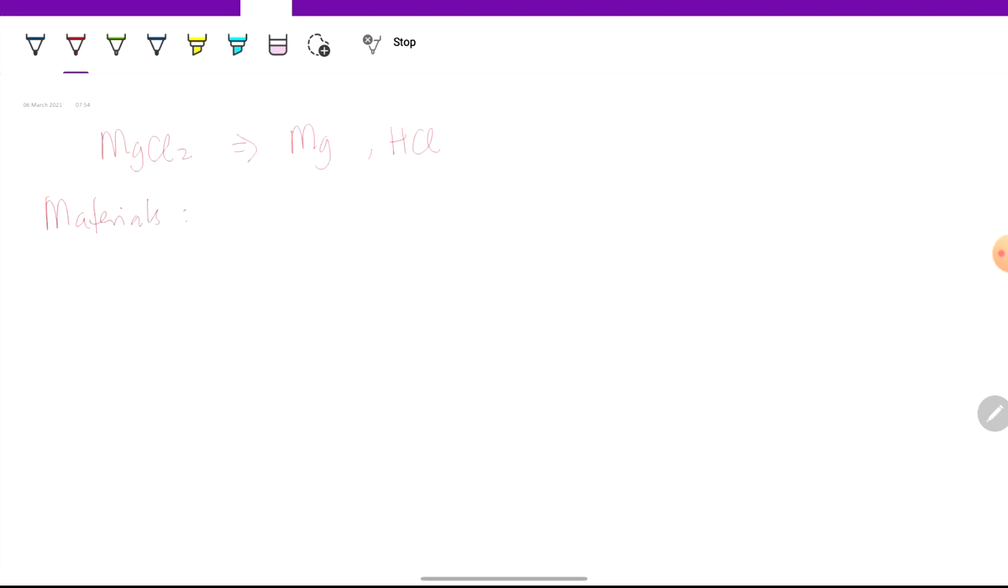So let's say hydrochloric acid. So we use 1 mole per cubic decimeter hydrochloric acid. After that will be magnesium powder. After that, apparatus. We need beaker, measuring cylinder, Bunsen burner. After that we need the tripod stand. This one is for the evaporating process later.